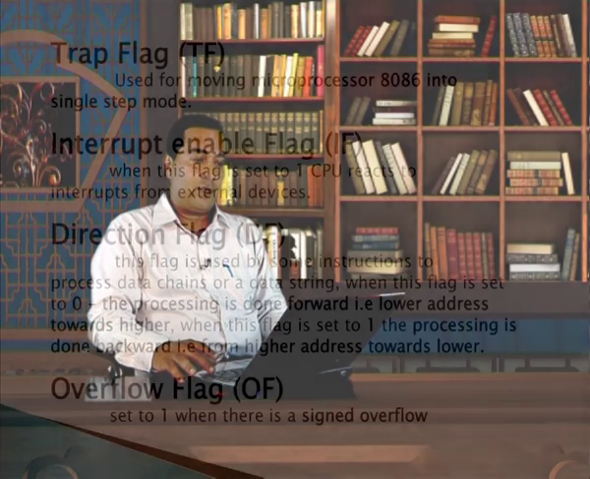So, if you are working on an 8-bit operand and your result has exceeded 7 bits, because the most significant bit is the sign bit, then the overflow flag will be set. Similarly, if you are working on 16-bit and your result has exceeded 15 bits, then again the overflow flag is set.